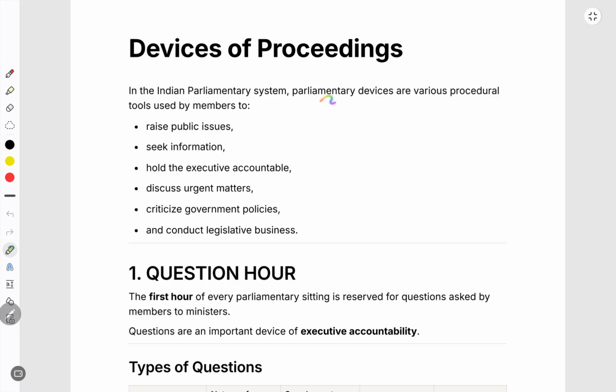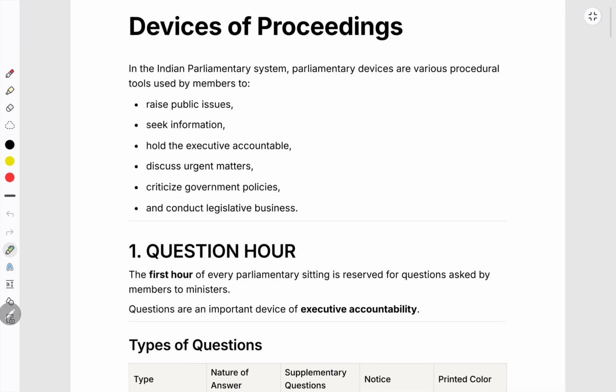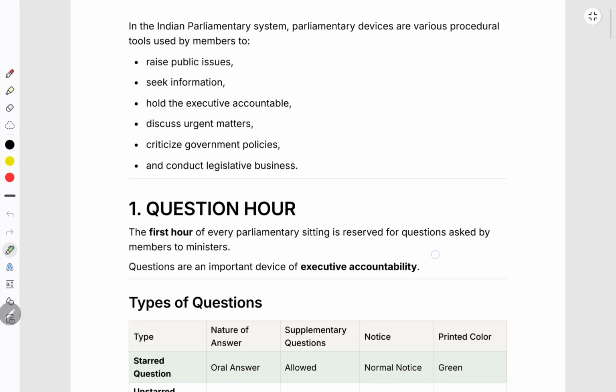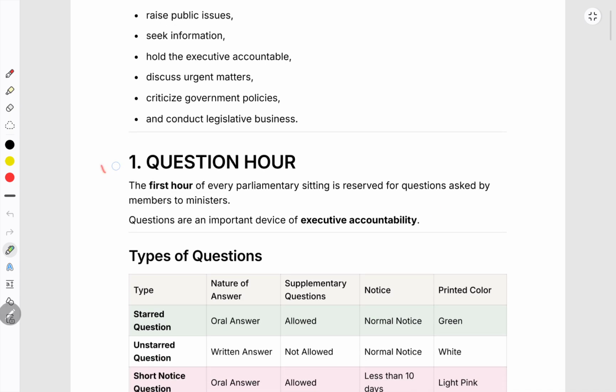In the parliamentary system, parliamentary devices are nothing but various procedural tools which are used by members to raise public issues, to seek information, to hold the executive accountable, to discuss urgent matters, to criticize government policies, and to conduct legislative business. Okay. So there are different devices, right? So let's begin one by one. First is the question hour.